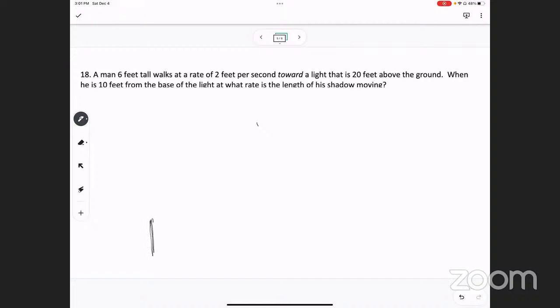A 6 foot tall man, there's the man, walks at a rate of 2 feet per second. So a rate is like your dx over dt. It is 2 feet per second toward a light that is 20 feet above the ground. So here's the light that's 20 feet above the ground. So this is 6, that's 20. When he is 10 feet from the base, so this is 10 right here.